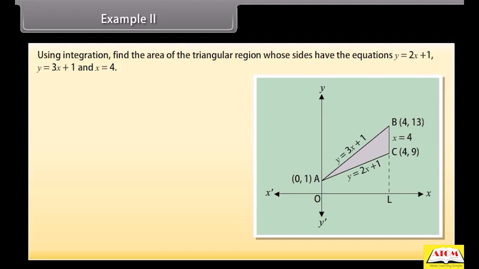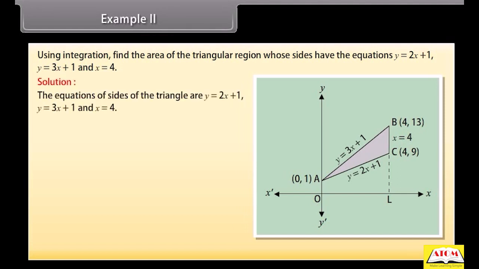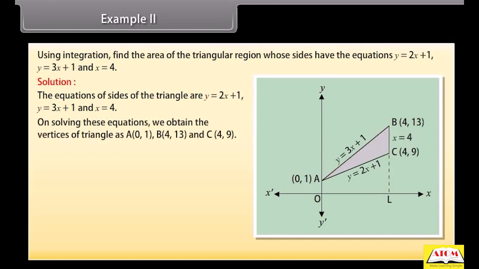Example second. Using integration, find the area of the triangular region whose sides have the equations y equals 2x plus 1, y equals 3x plus 1, and x equals 4. Solution. The equations of the sides of the triangle are y equals 2x plus 1, y equals 3x plus 1, and x equals 4. On solving these equations, we obtain the vertices of the triangle: A(0, 1), B(4, 13), and C(4, 9).